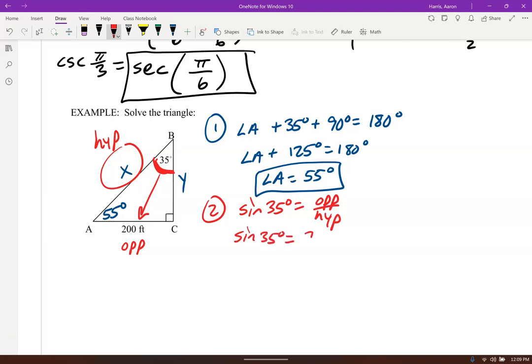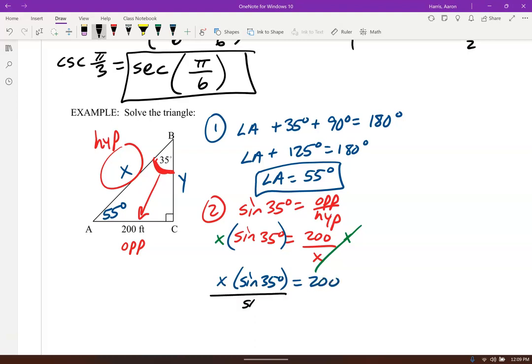And my opposite here is 200. My hypotenuse here I called x. And now I'm trying to solve for x. So let's get our x on top. So I'm going to multiply x times this side, x times that side. Now remember, sine of 35 degrees, this is just a number, right? I can punch that into my calculator, sine of 35 degrees. So I just got to get rid of that number. So let's divide both sides out.